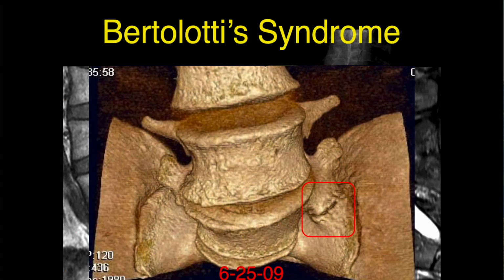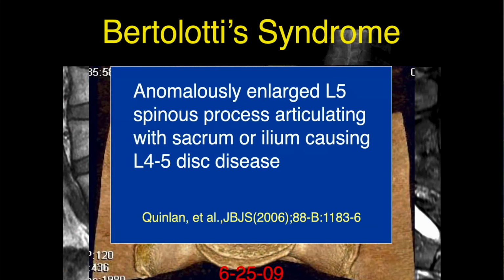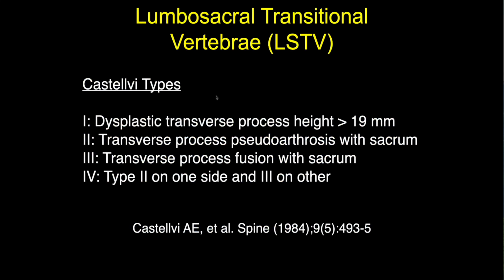Here, like so many things, there are classifications of Bertolotti syndrome. This is the Castelvi types. You can have a dysplastic transverse process with too large of a height. You can have a transverse process pseudoarthrosis with the sacrum. You can have an actual fusion with the sacrum on one side, or you can have a fusion on one side and an articulation on the other side.